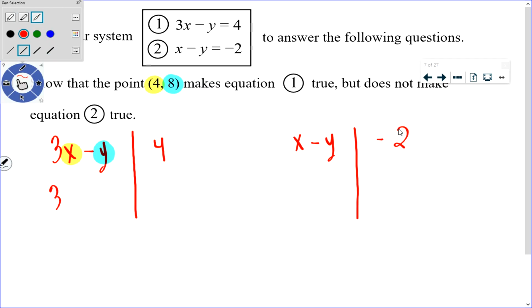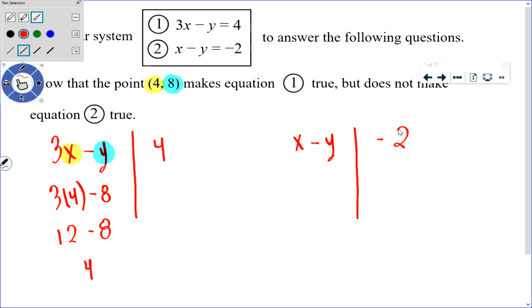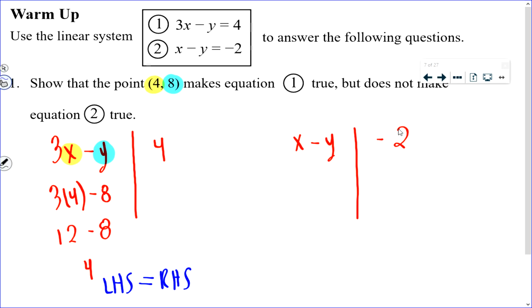We have to substitute in first 4 for x and 8 for y. Now we can simplify that. 3 times 4 is 12. And then we have minus 8. 12 minus 8 is 4. And now we can see that the left-hand side and the right-hand side are equal. So what we have shown is that (4, 8) makes equation 1 true, which means (4, 8) is a solution to equation 1. By the way, there's an infinite number of solutions to equation 1.